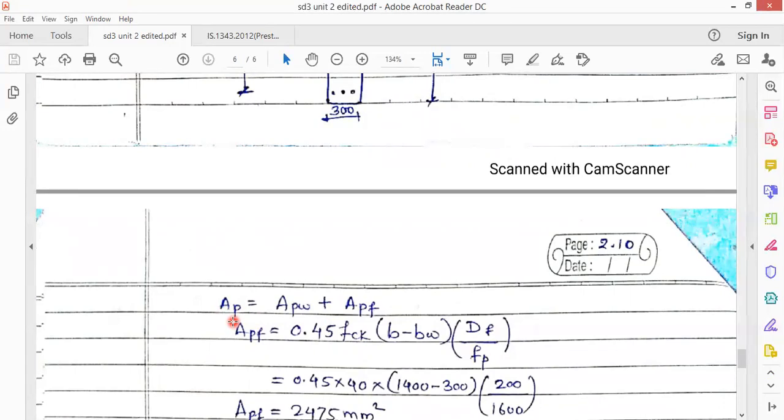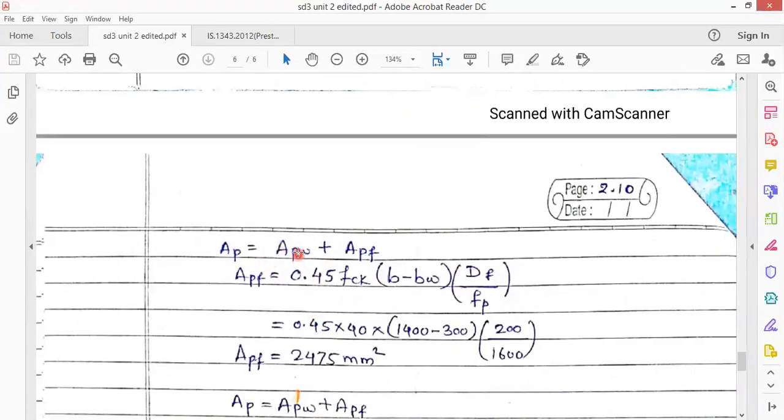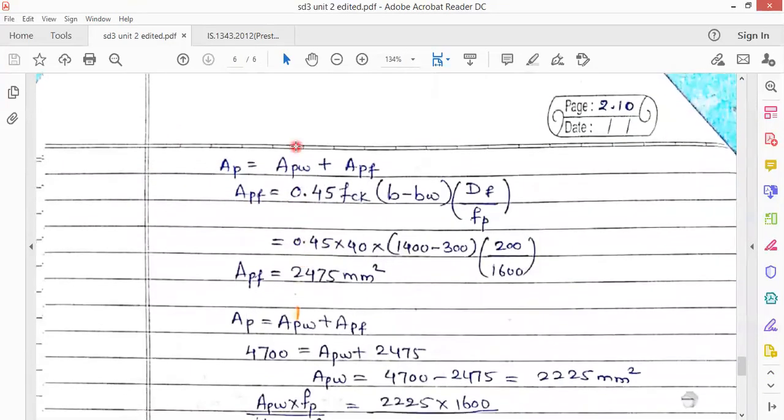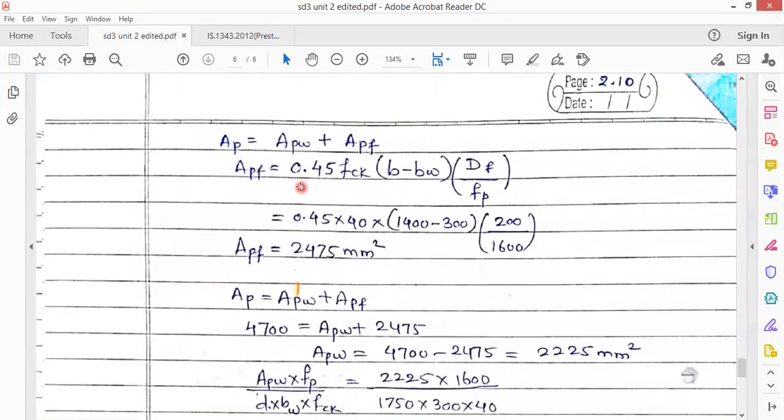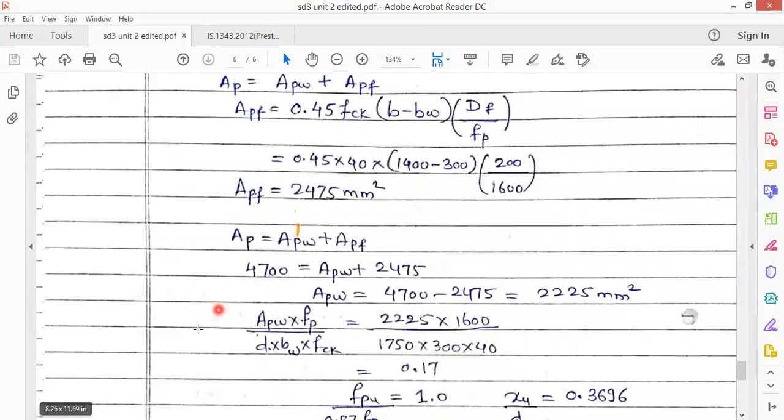So I will obtain the value of FPA, this APF, and APS is been given already. I now want APW because we need to substitute the value of APW instead of APS. I will be substituting APW in the calculation because neutral axis lies in the web portion. So with respect to that, we have this equation or the parameter in IS code, that is APS into FPU divided by D into BW into FCK.